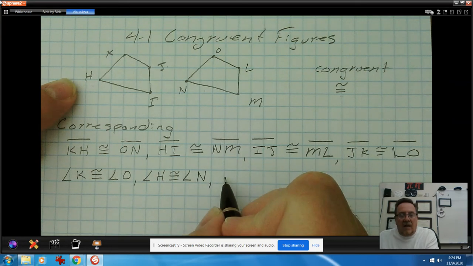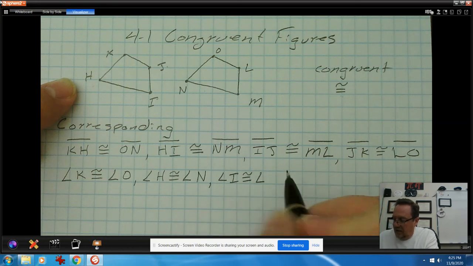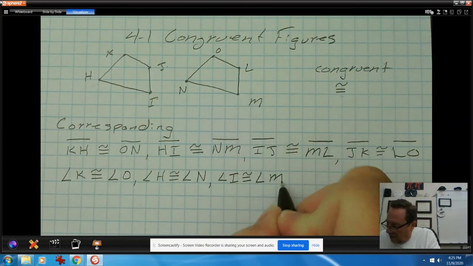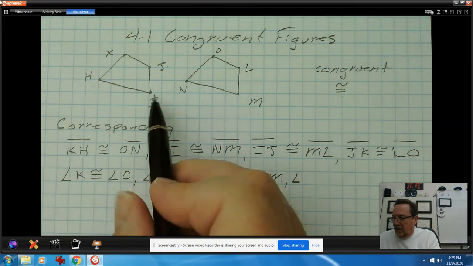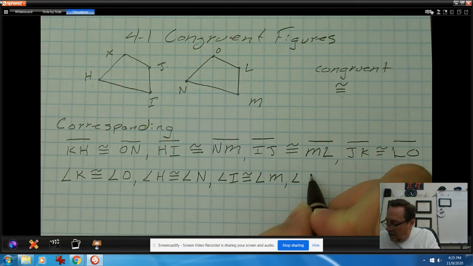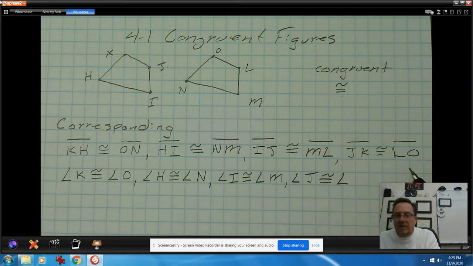And then I can say angle I is congruent to angle, you guessed it, it's angle M up here. And I'm going to continue around and say now I'm up to J, so I'm going to say angle J is congruent to angle L. Okay, so I think I've got all those. I've got my 1, 2, 3, 4 angles listed as well.